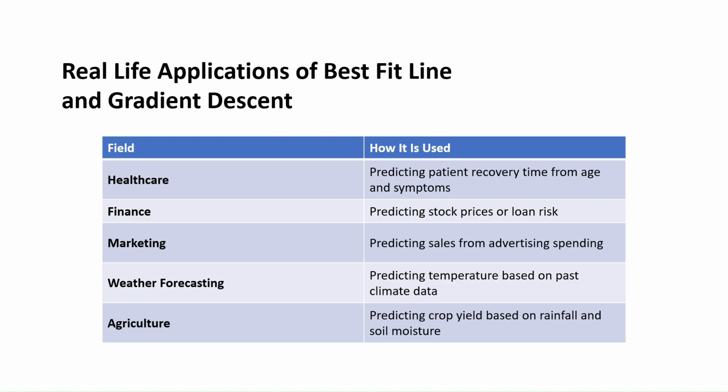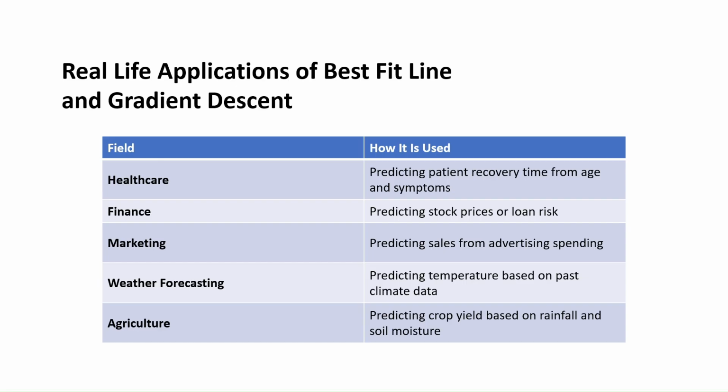In this slide, we see real life applications of best fit line and gradient descent. There are various fields and how it is used. In healthcare, linear regression is used to predict how long a patient will take to recover based on age and symptoms. This helps doctors plan treatment and explain recovery expectations to the patient and family.